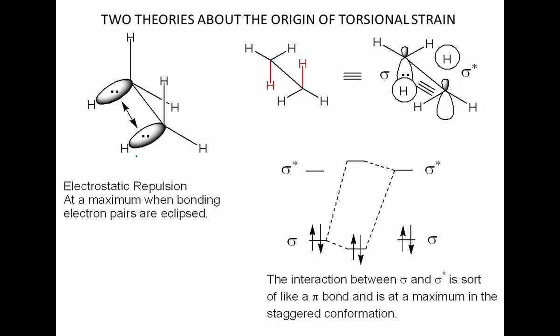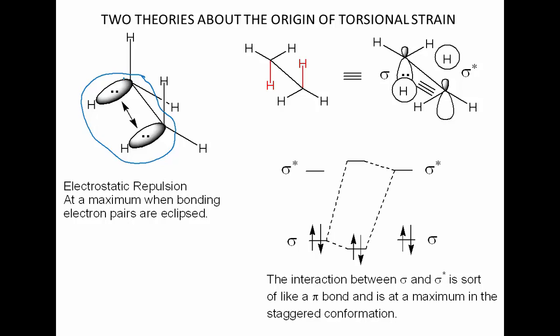Okay, what's the origin of torsional strain? There's two theories. This one on the left is probably the older one, stating that because of the electrostatic repulsion between two electron pairs, you don't want to get them too close to each other. And I guess this was the first explanation for torsional strain. This has largely been replaced with a molecular orbital based explanation. And this one on the right says not what's bad about eclipsed. It says it's really trying to explain what's good about staggered.